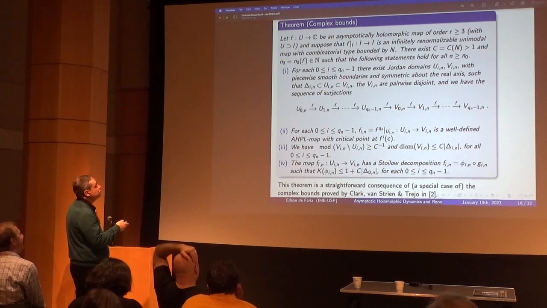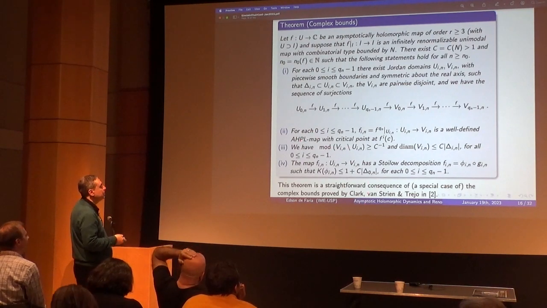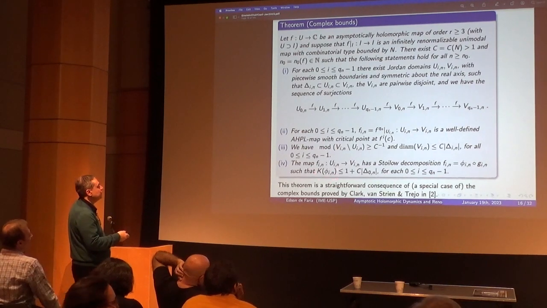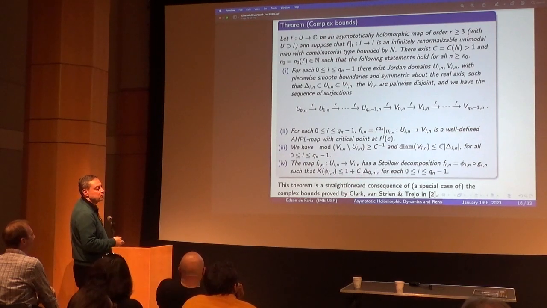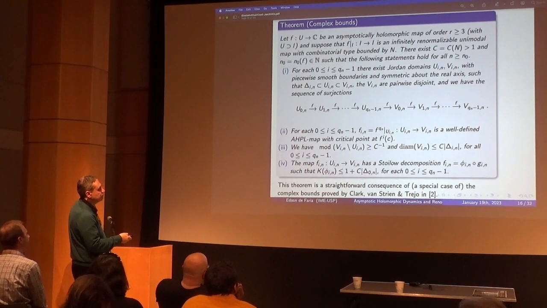But the theorem is going to say something about deep renormalizations of these maps. It says that they become these asymptotically holomorphic polynomial-like maps. Moreover, these AHPL maps are becoming closer and closer to being conformal. This quantity is called the maximal dilatation of the map, and when the maximal dilatation is 1, the map is conformal.